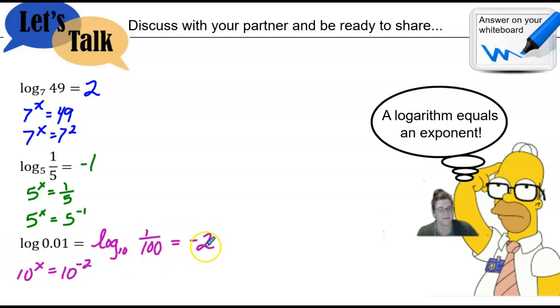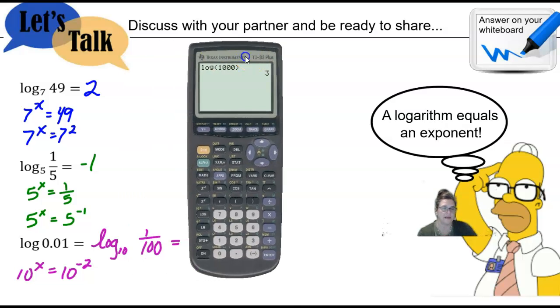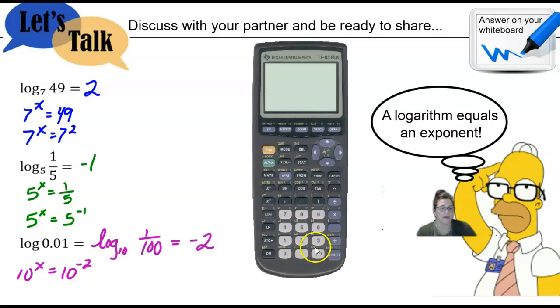And the common log is the one that I could use my calculator, my TI-83, to evaluate. So if I did common log of 0.01, we can check that answer, and sure enough, we get negative 2.